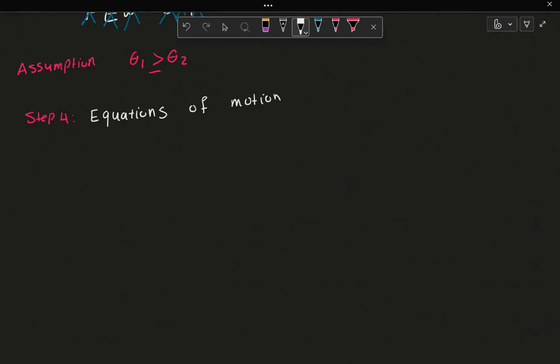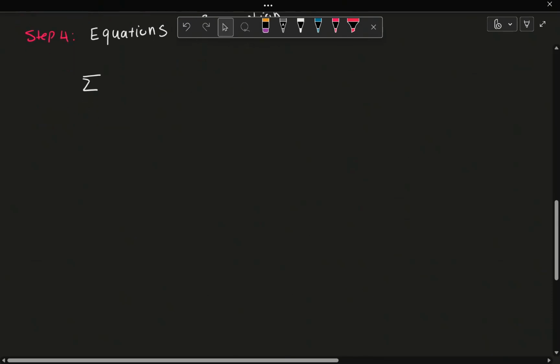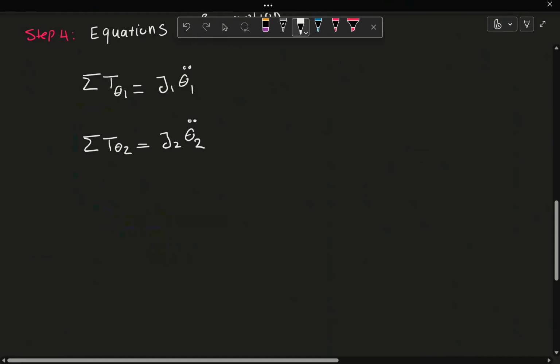For the equations of motion, I'm going to formulate Newton's second law for J1 and J2. So the summation of the torques along theta 1 is equal to J1 theta 1 double dot, and the summation of the torques along theta 2 is equal to J2 theta 2 double dot. Yes, guys? Okay.